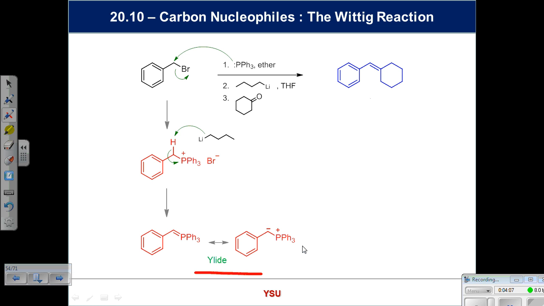And again, keep an eye on the questions as they're being asked. If it says draw resonance structures, you need to show both resonance structures for that species. We typically use this one to describe the next step because it looks like the carbon is nucleophilic. So then we'll put an aldehyde or ketone in there and we'll go after it.